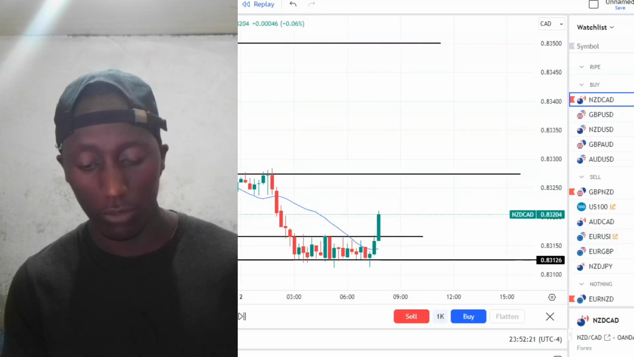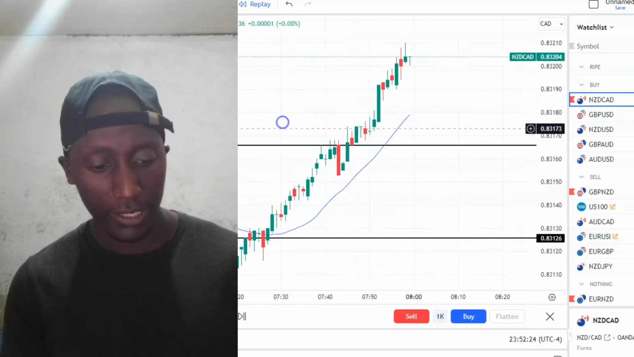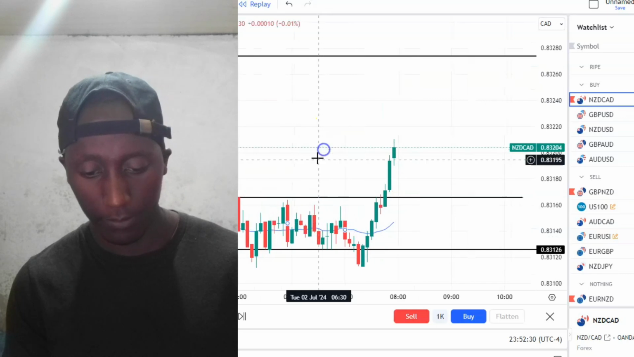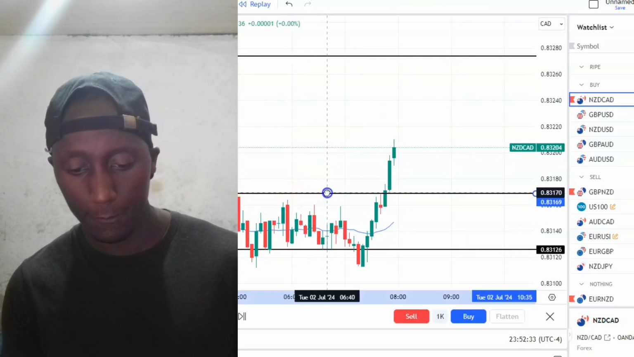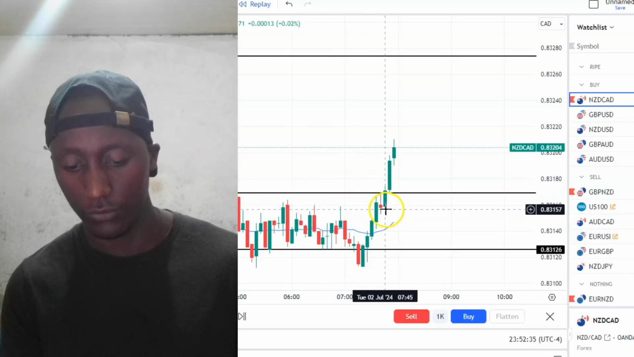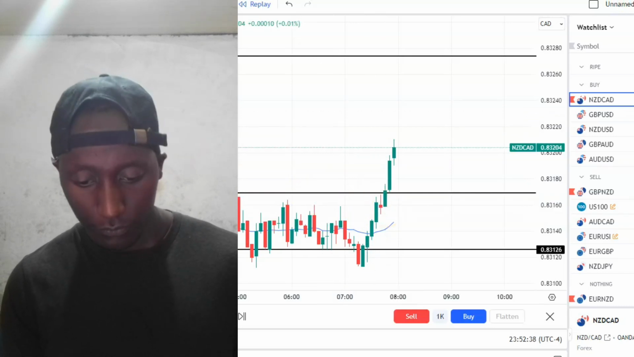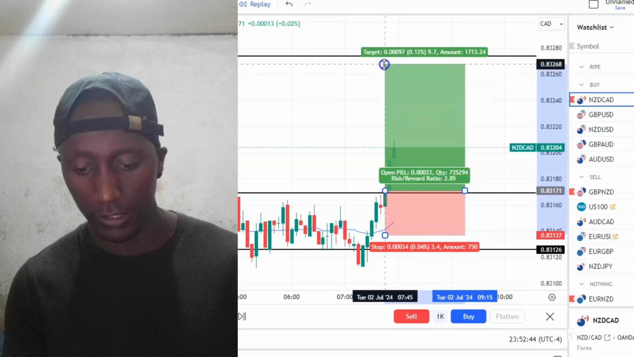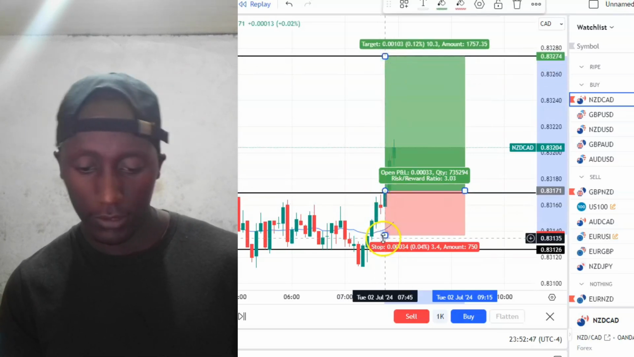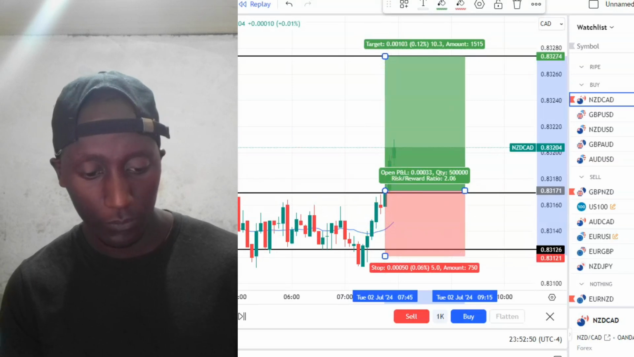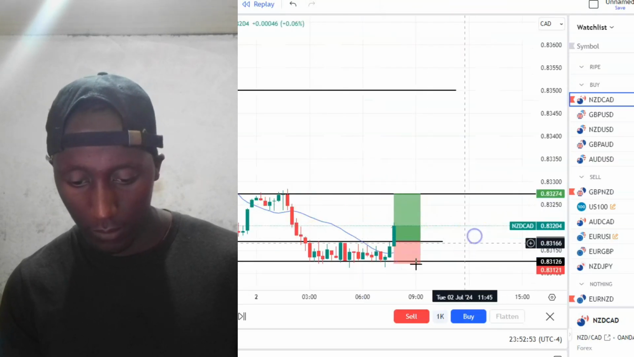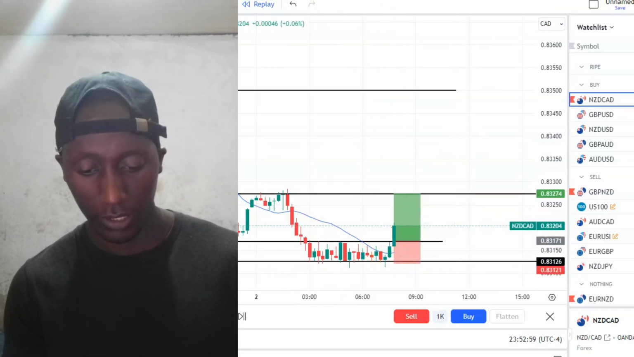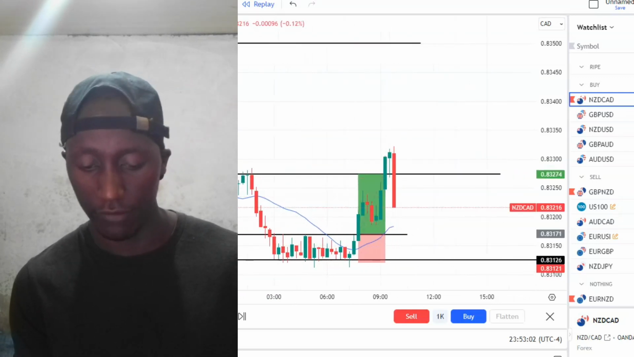I was on the 5 minute time frame and I saw that price had closed above this level at 7:45. So that was my entry, and then I was targeting this level here, and my stops were on the 15 minute time frame, below that previous candle. That is how price action behaved yesterday.